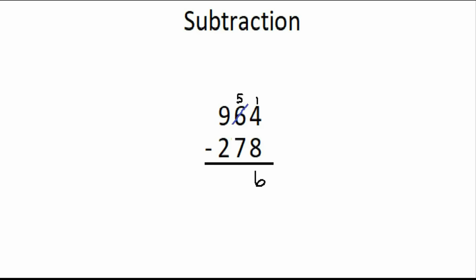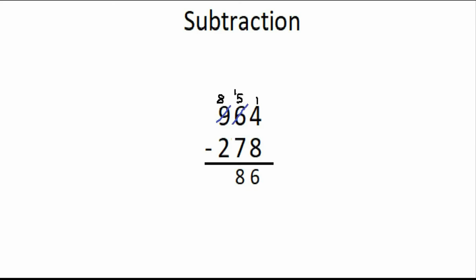Moving to the next column, the tens column, let's subtract. 5 minus 7. We cannot subtract 7 from 5, so we must first borrow 1 from the next column, the hundreds column. I'm going to cross out 9, and 9 becomes 8. And the 1 I just borrowed goes here over the 5. And 5 is now 15, and we can subtract. 15 minus 7 is 8.